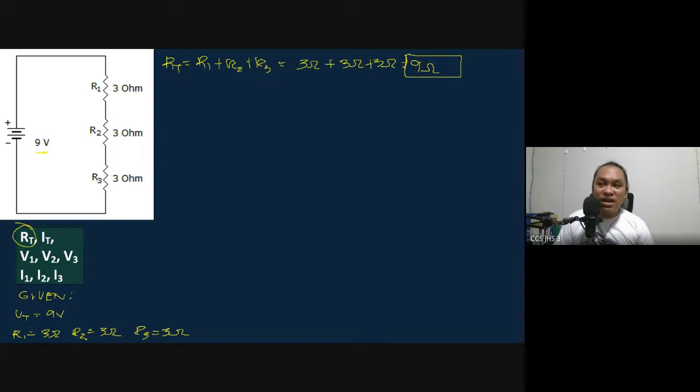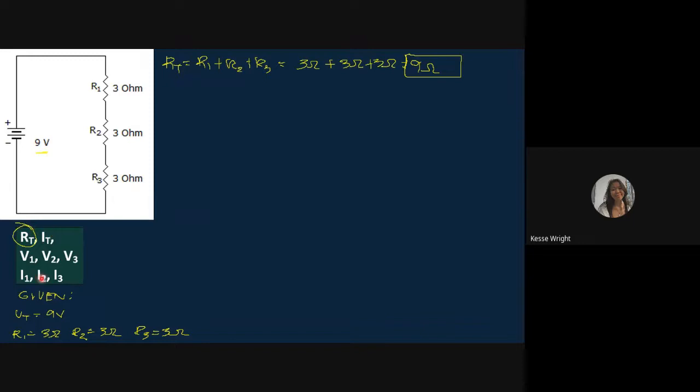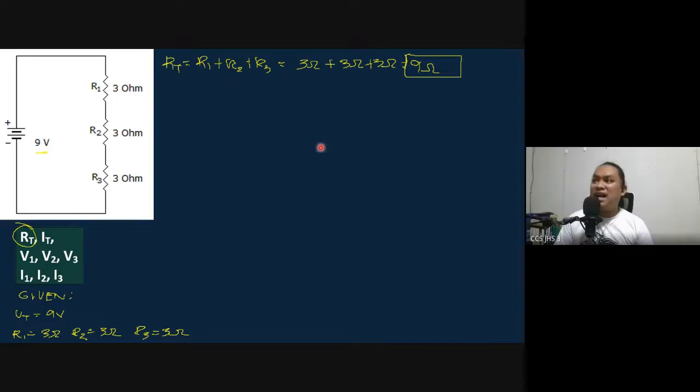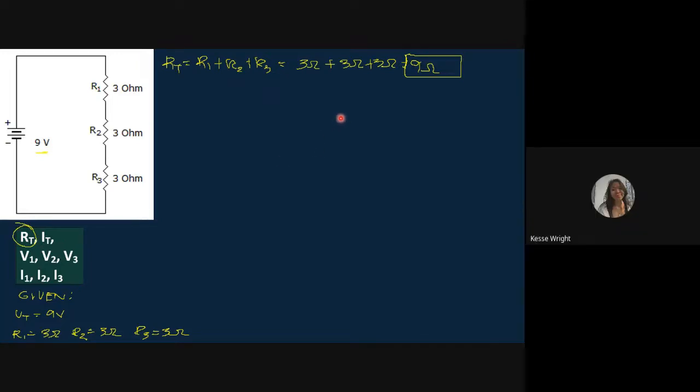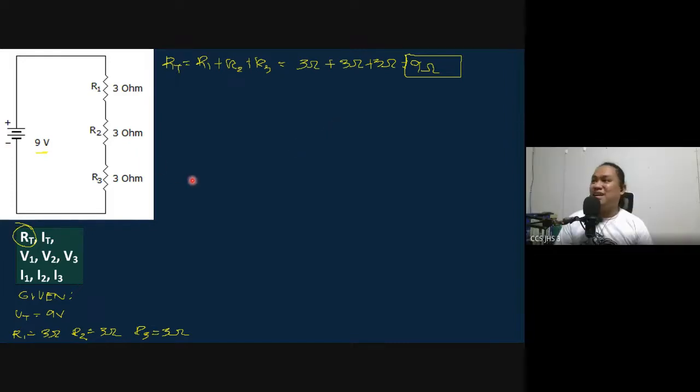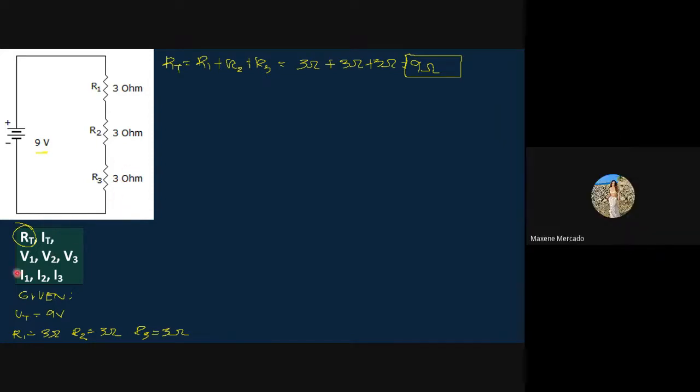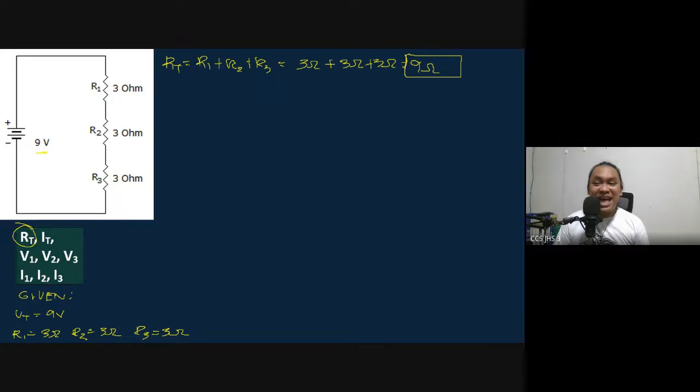Compare and look at the missing parameters. Total current. Yes, Maxine? Total current. Let's try it. Okay, there you go.